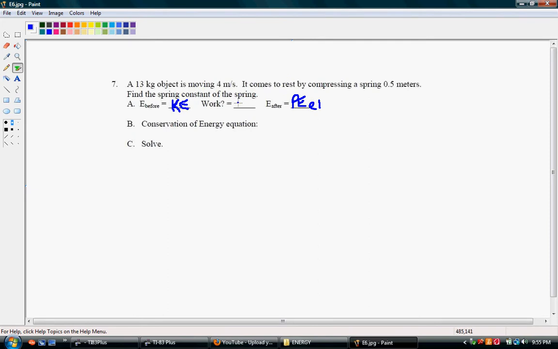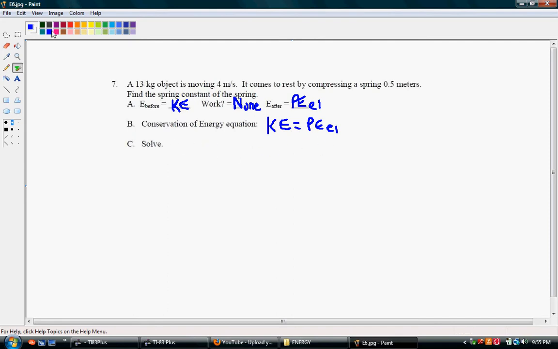So do we have any work? Nope. So there's no work. None. Alright, just a transformation of energy. So our conservation of energy equation is just going to be kinetic energy equals potential elastic energy afterwards. Okay? So then we need to solve for K.